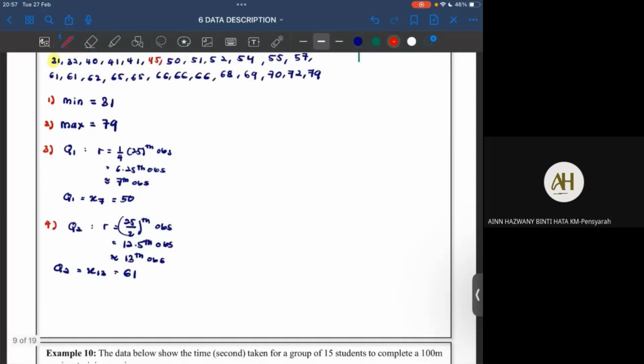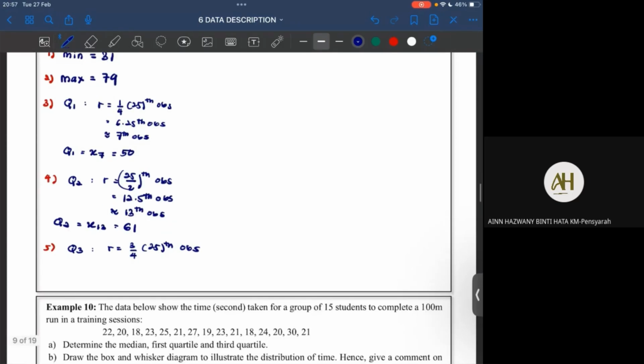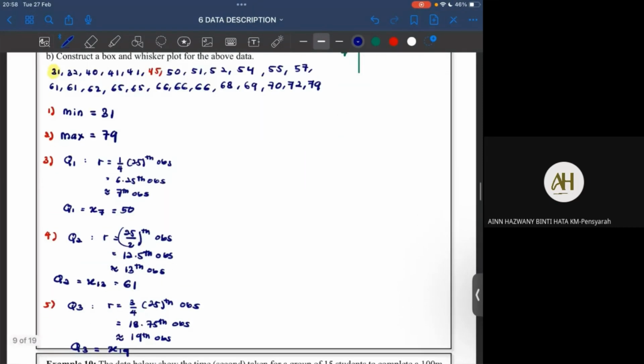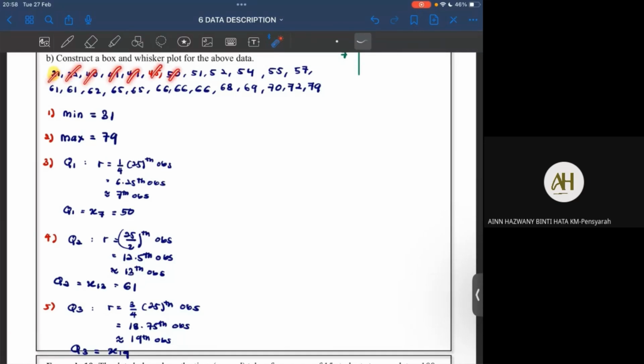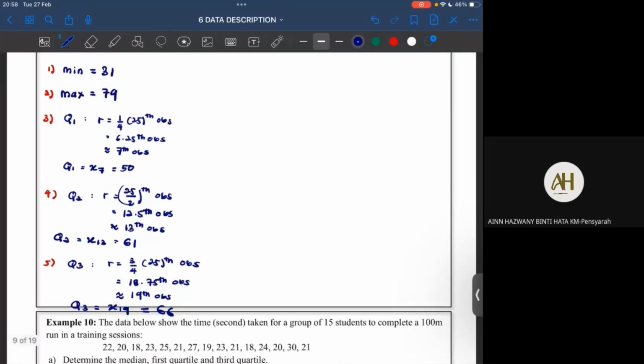Dan yang seterusnya Q3 kita. So observation kita untuk Q3 ialah 3/4 multiply by n kita. 3/4 multiplied by 25, we have 18.75 observation. Round up menjadi 19th observation. And the answer for Q3 equals to observation yang ke-19. Jadi 61, mana satu? 1, 2, 3, 4, 5, 6, 7, 8, 9, 10, 11, 12, 13, 14, 15, 16, 17, 18, 19, 66. Okay, selesai. Q1, Q2, Q3, tak ada masalah lah.